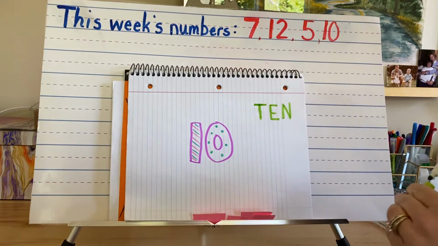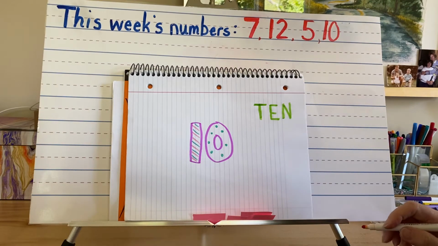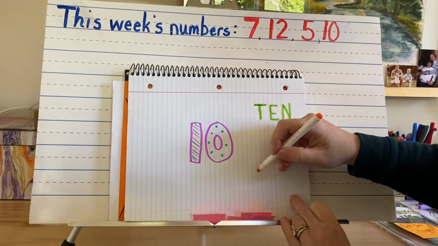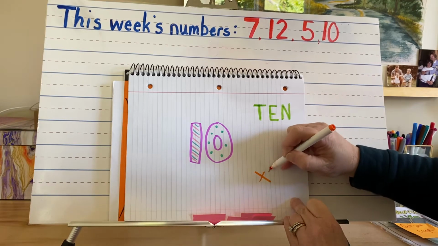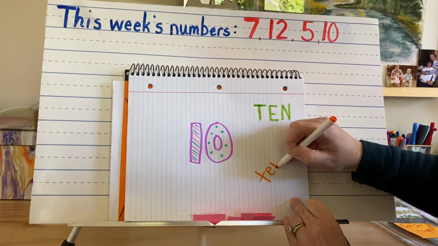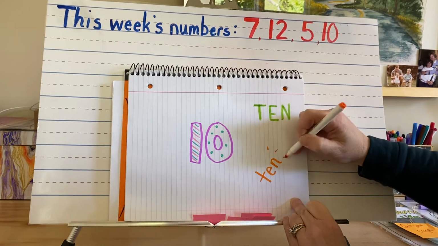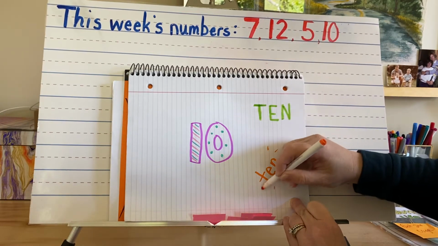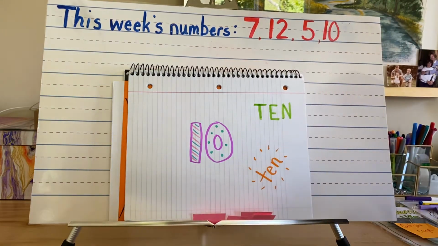Oh, that's fun. 10. There's how you spell 10. Now I'm going to choose another color and do it in small letters. And I think I'm going to do this one sideways. T, E, N. Ooh, isn't that fun? I'm going to make it look a little bit like a sunshine. Boop, boop, boop, boop, boop. 10. Yay.